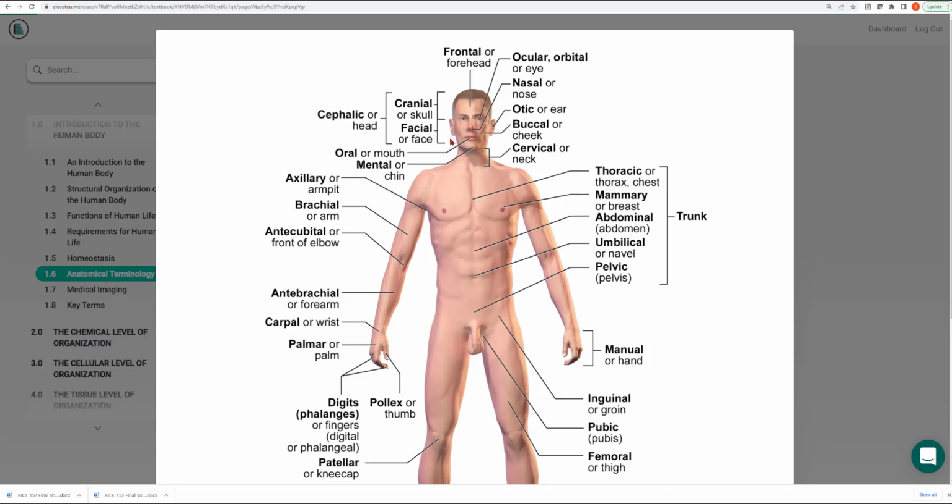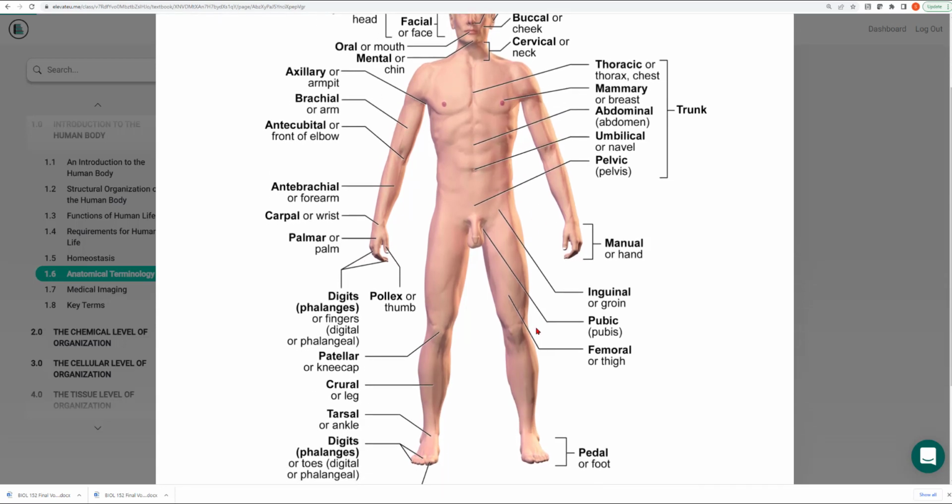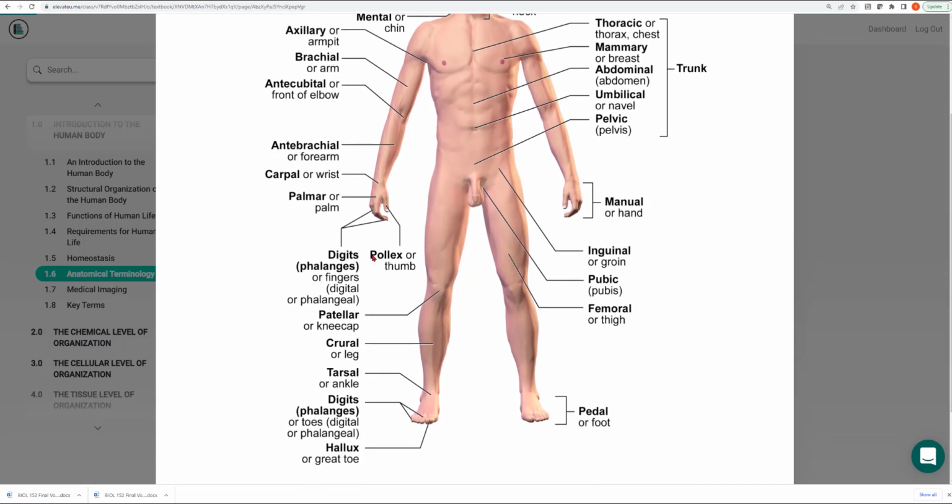If I say to you, where's your axillary region? That's your armpit. Your brachial region is your upper arm. The antebrachial region is your forearm. Most people might guess about the brachial region, but they're not very clear about the antebrachial region being the forearm. So you get the idea. It's very important that you know these regions. Let me point out one that's not very common. The crural region is the front of your leg, or you might call that your shin.